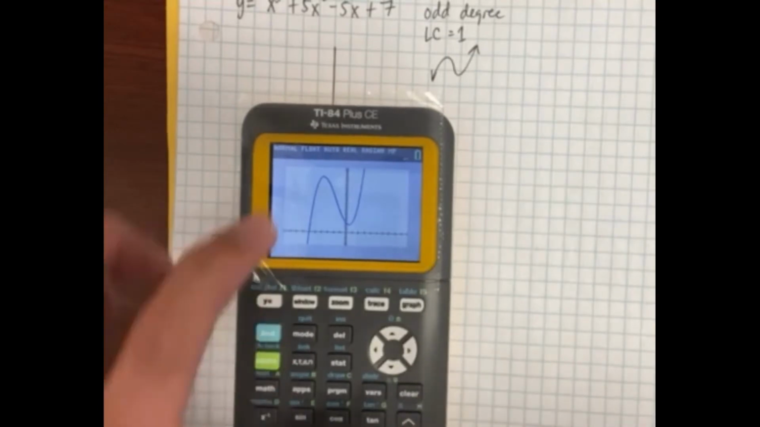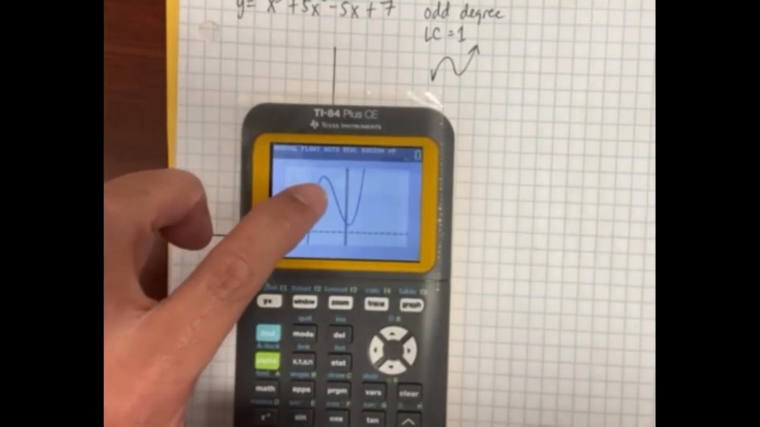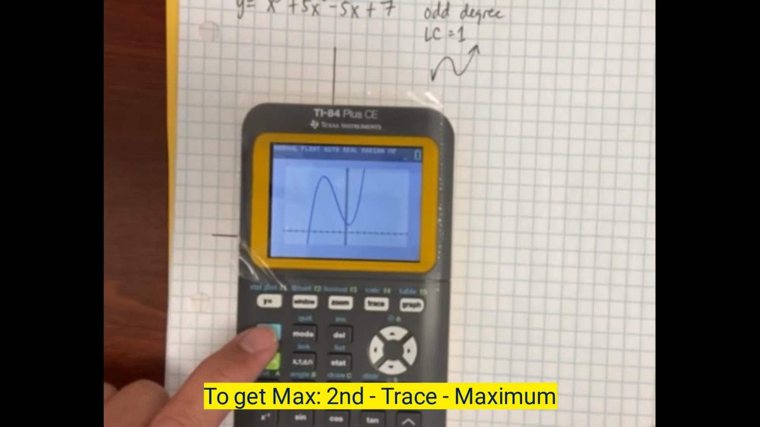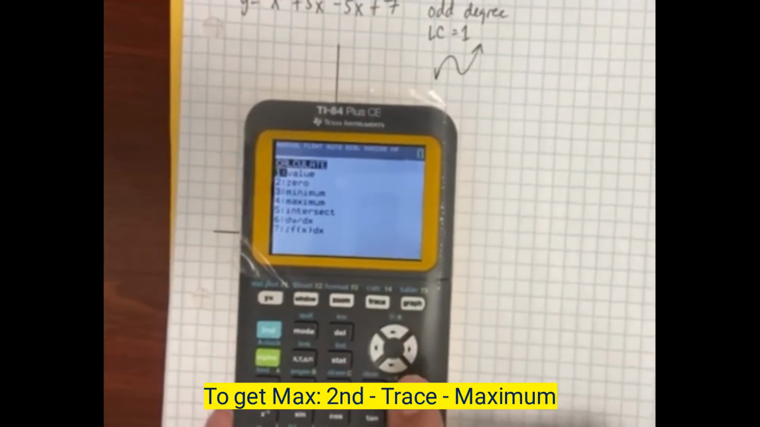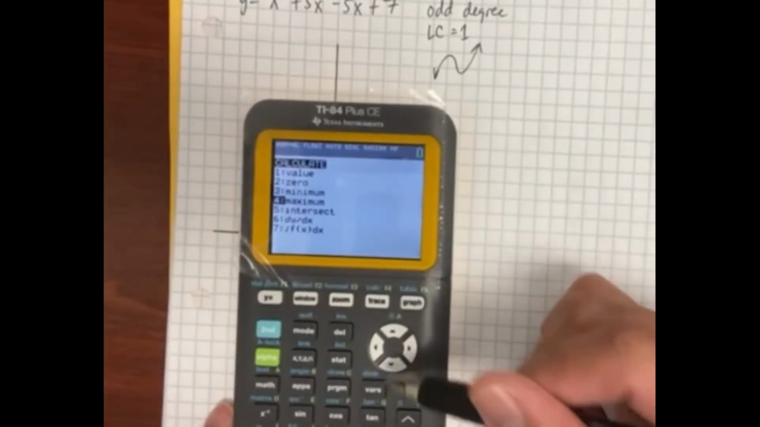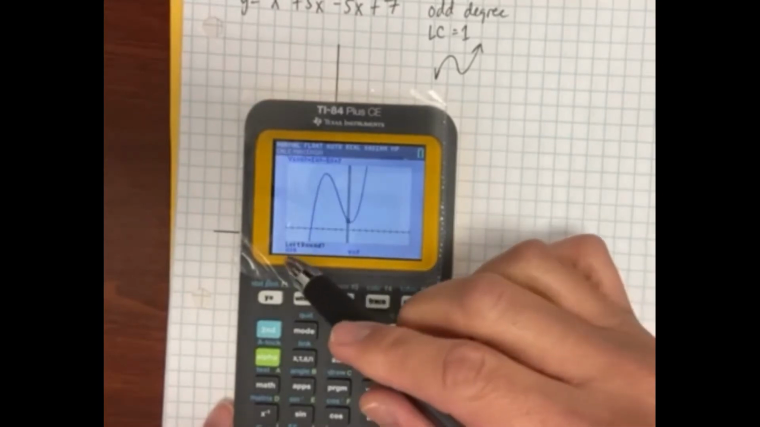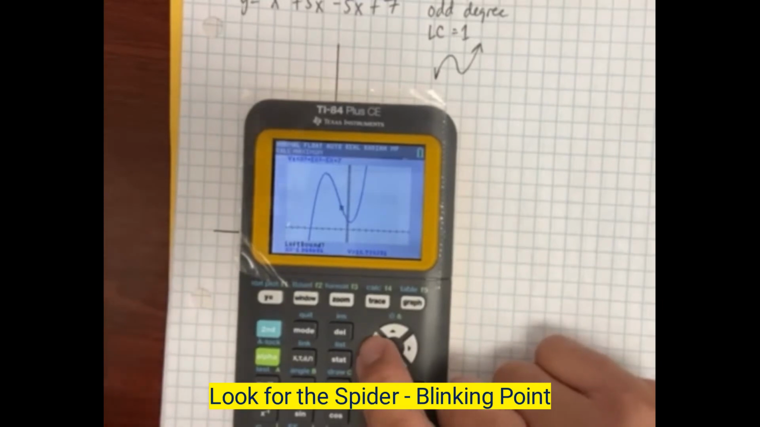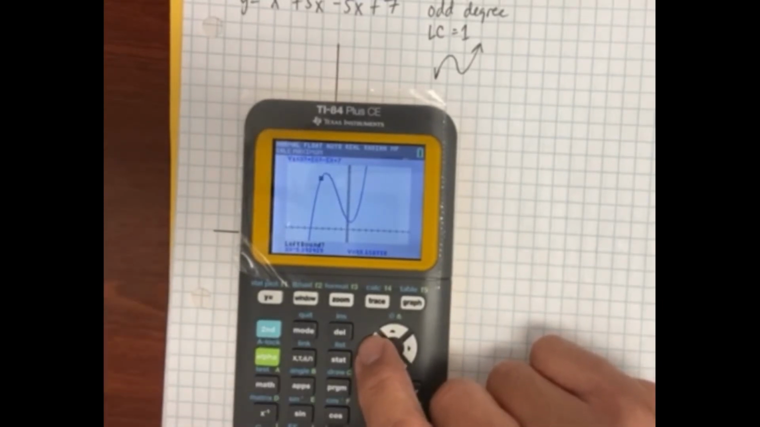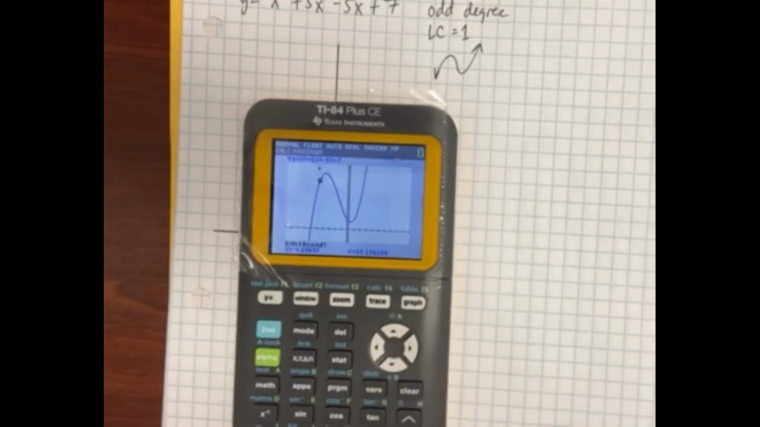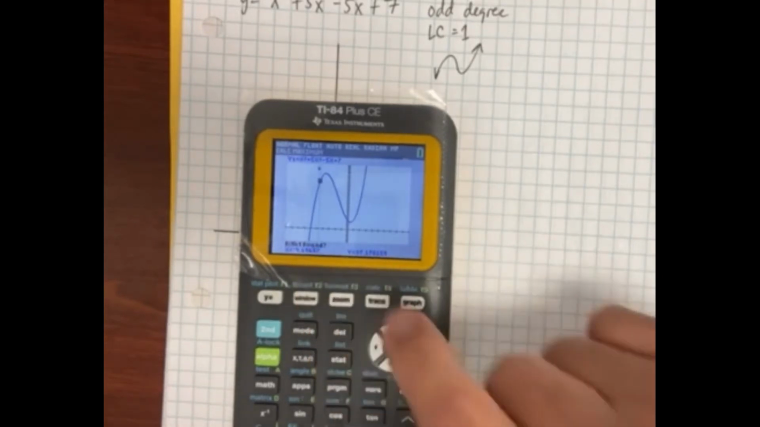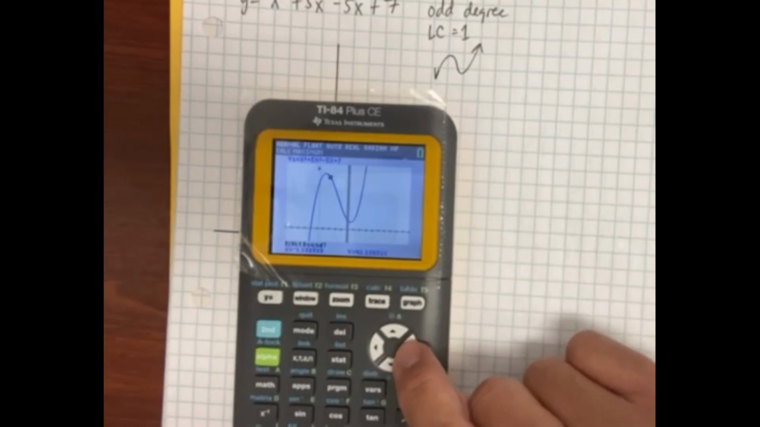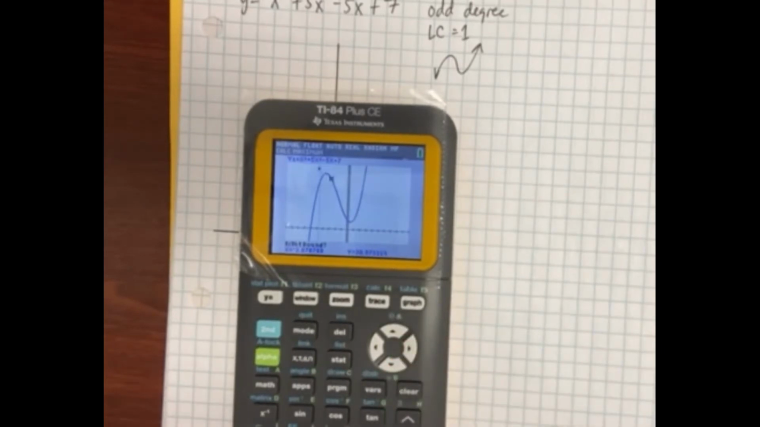Since I'm going to start with this one here first, that's my maximum. So I'm going to go second trace. Since that's maximum, I'm going to go down, go to the 4, enter. And it's asking you for the left bound. I'm going to bring the spider, the blinking point, right on the left side of the vertex or the maximum, somewhere here. Enter. Then go right. It's asking for the right side. Anywhere there, as long as you pass that vertex, enter. Enter again.